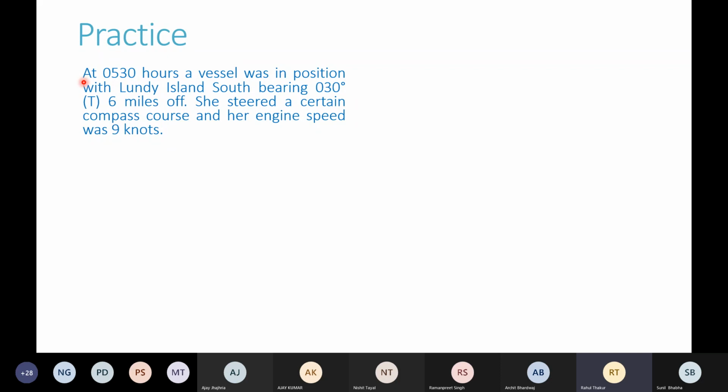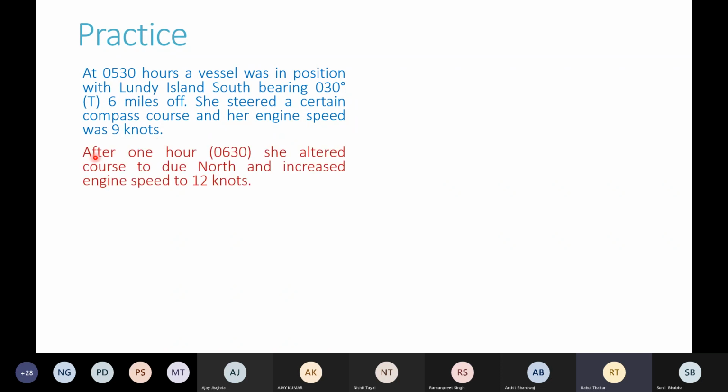The question says, at 0530 hours, a vessel was in position with Lundy Island South bearing 030 true, 6 miles off. She steered a certain compass course, and her engine speed was 9 knots. After 1 hour, that is at 0630, she altered her course to due north and increased the engine speed to 12 knots.